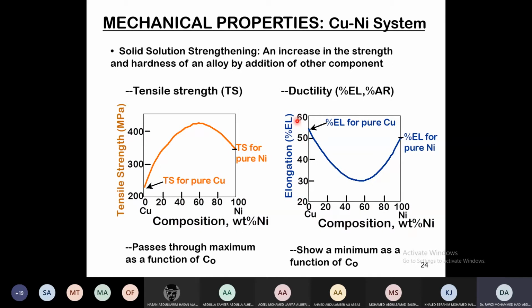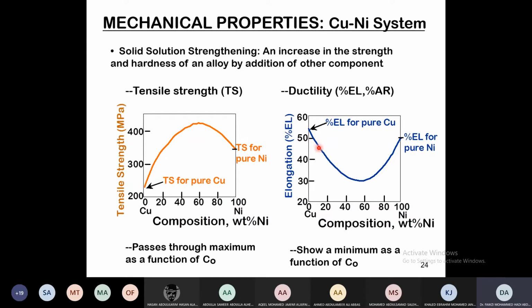We can study also the elongation. That is, we can say percent elongation, the ductility of the material, basically, which we have a measure to do that, which is the percent elongation versus the composition again. In this case, we said we are increasing the strength with addition of nickel. As you can see, we are reducing the ductility, the percent elongation of the pure copper.